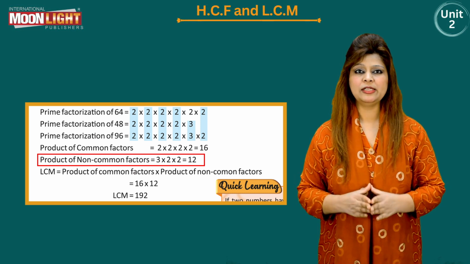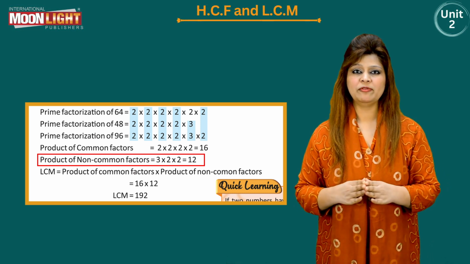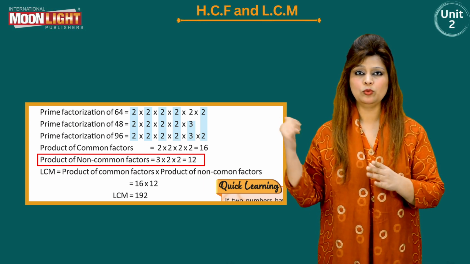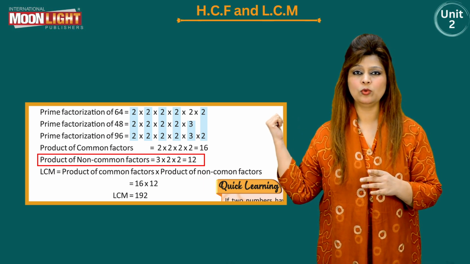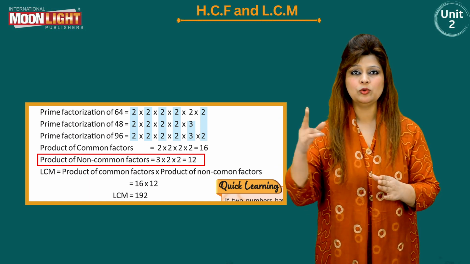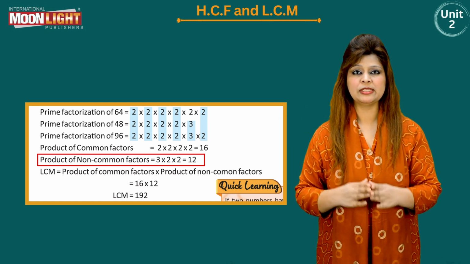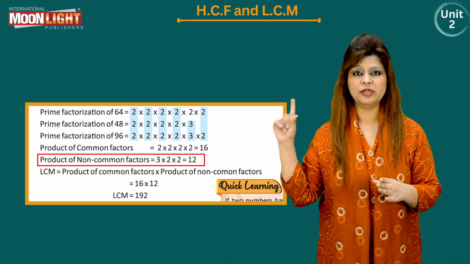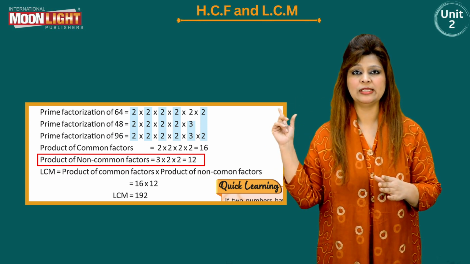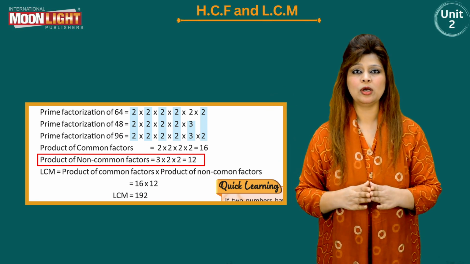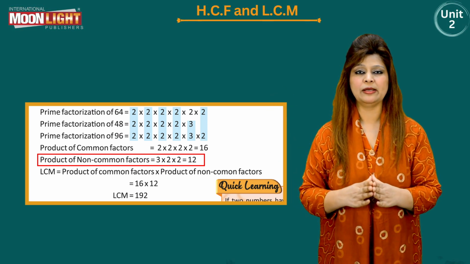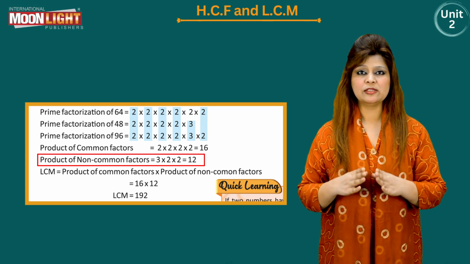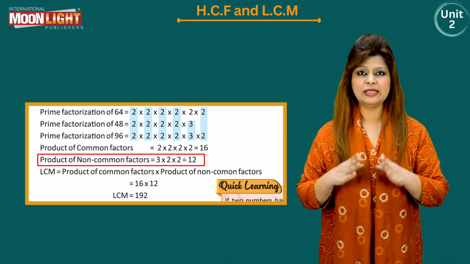Now I will write product of non-common factors is equal to 3 multiplied by 2 multiplied by 2. Whatever is repeating 2 times in different numbers, I am going to write it once. So I will write the number 3 once and the number 2 once. But there is the number 2 here. You can see this is the only number which is not repeating in the other numbers. So that is why I will take it as it is.